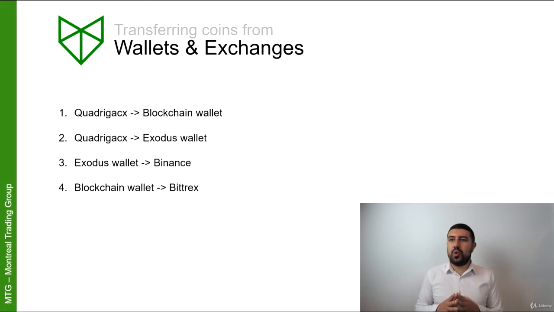All right, so we bought our first cryptos. Now, what we want to do is start transferring them from wallet to wallet and to our other exchanges. So let's do this. We'll send some coins from Quadriga to our blockchain wallet, so our online wallet. We'll send some other coins from Quadriga to our Exodus wallet, so our multi-asset client. And then we'll send the currencies from those two wallets to Binance and Bittrex exchanges where we can buy more altcoins, right?